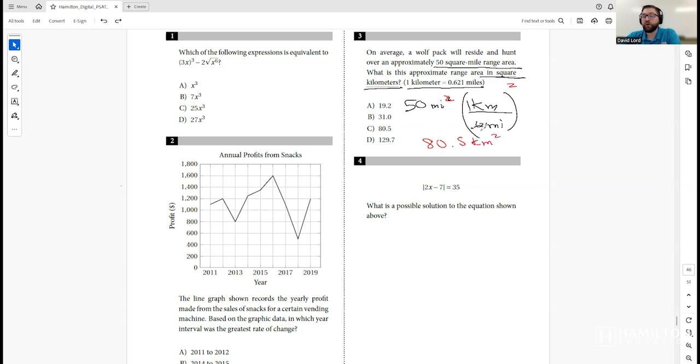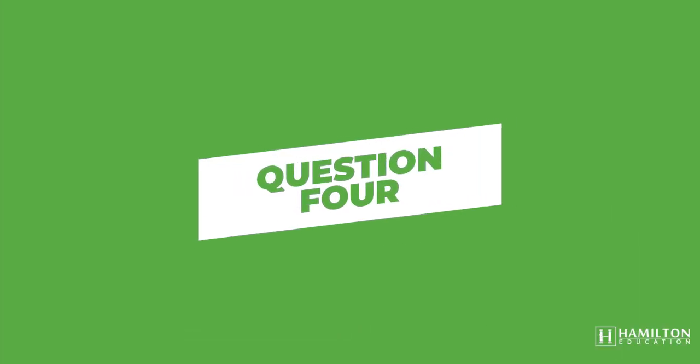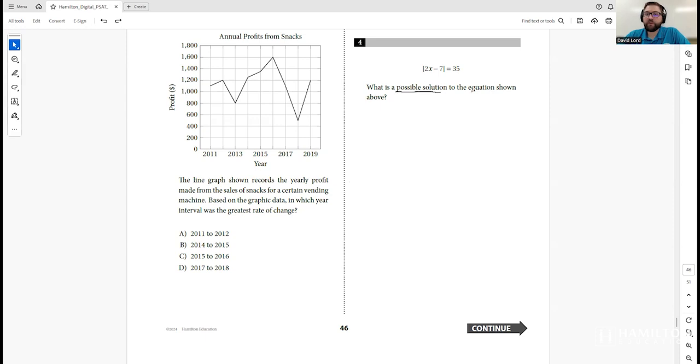Because I had to do 50 divided by 0.621 squared. So the answer was C. Question number 4. What is the possible solution to the equation shown above?